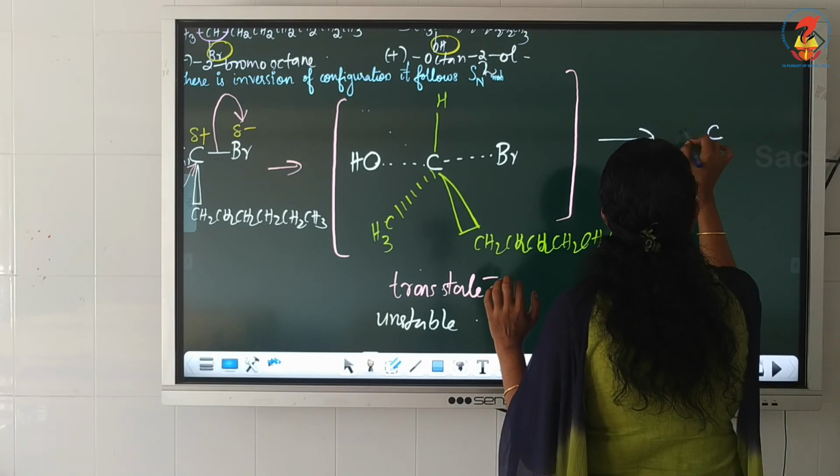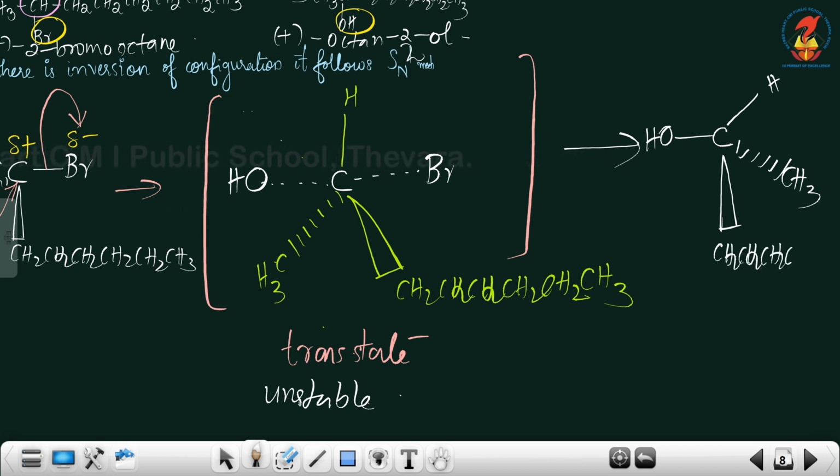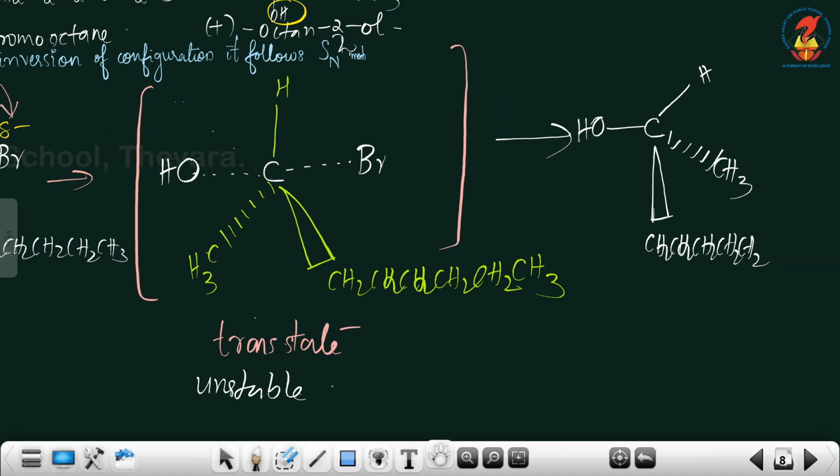Finally, what happens? The new C-OH bond formation will be complete but with inverted configuration. Then hydrogen will be on the same plane. Then CH3 away from the observer, back side of the plane. And CH2, CH3 on the other side, with Br leaving as Br minus.